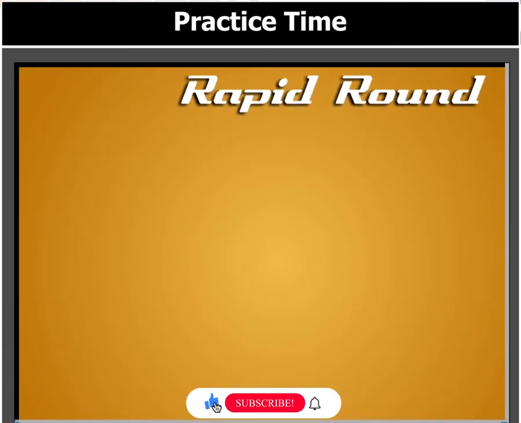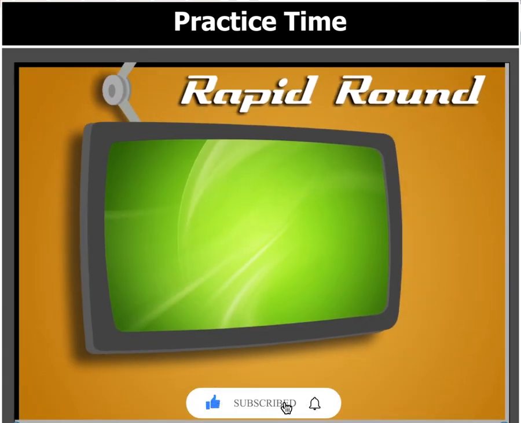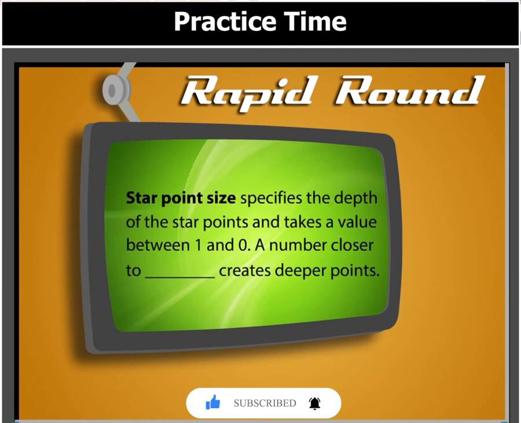Before we proceed, answer this question. Fill in the blank with the correct word. Star point size specifies the depth of the star points and takes a value between 1 and 0. A number closer to dash creates deeper points.